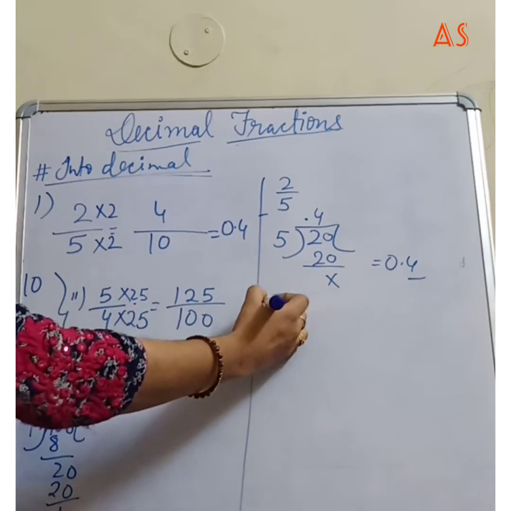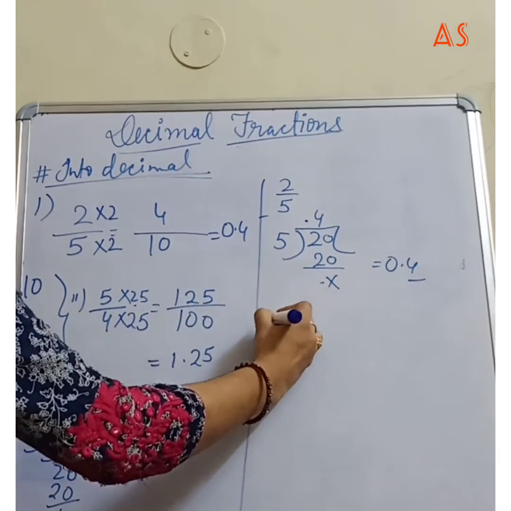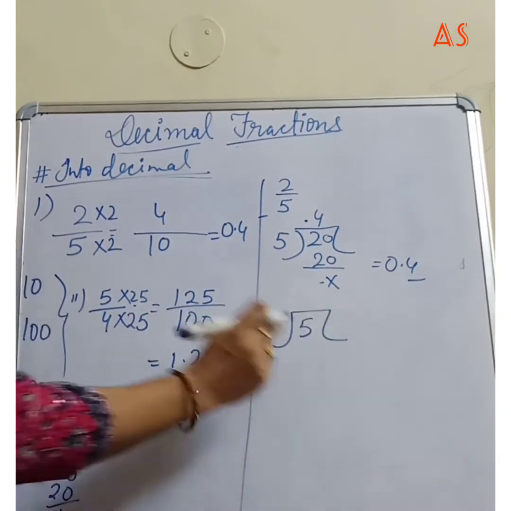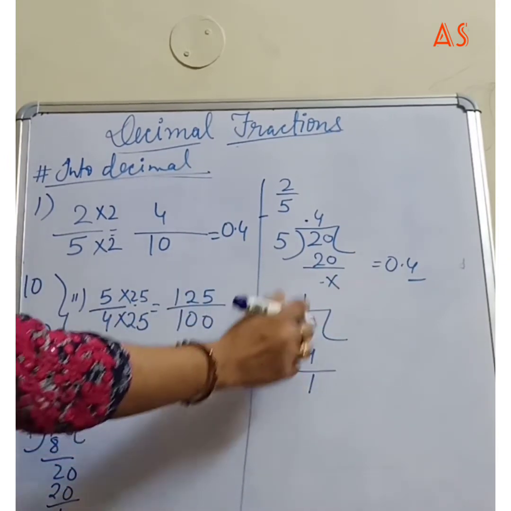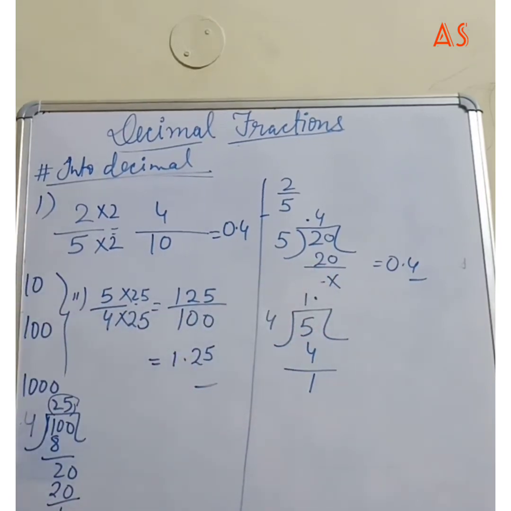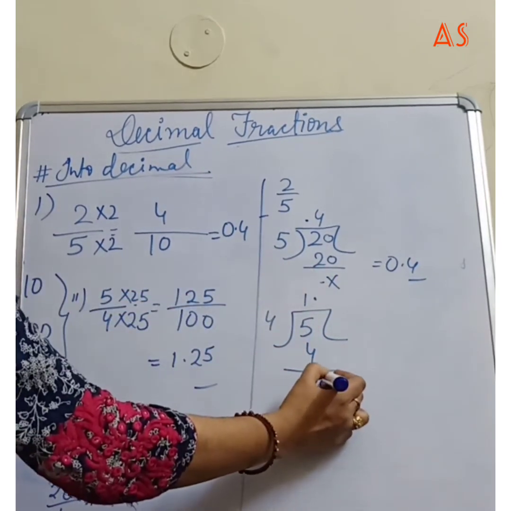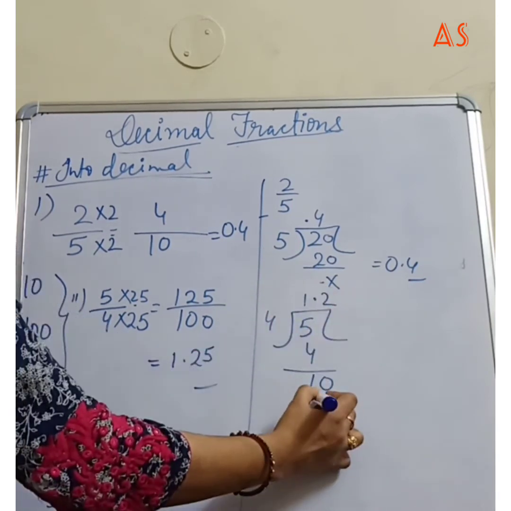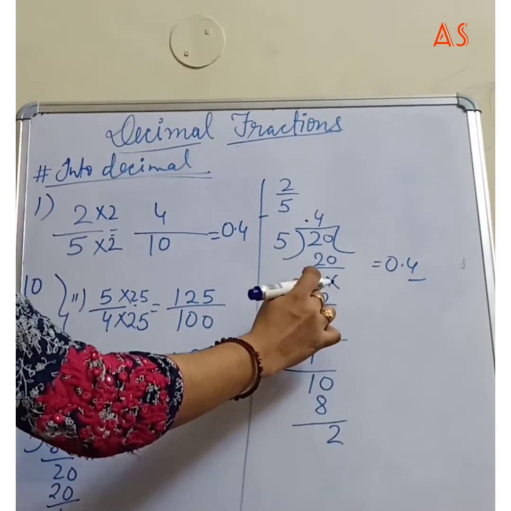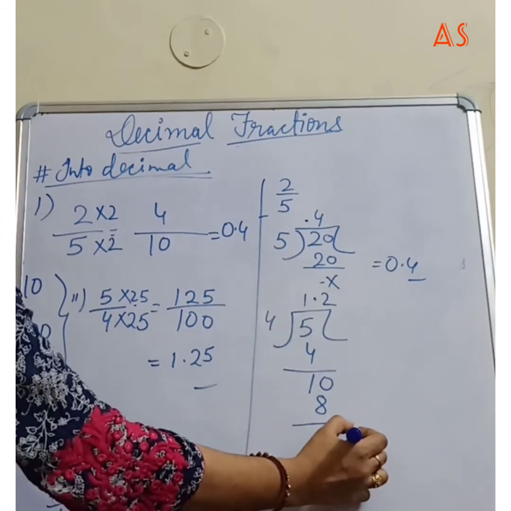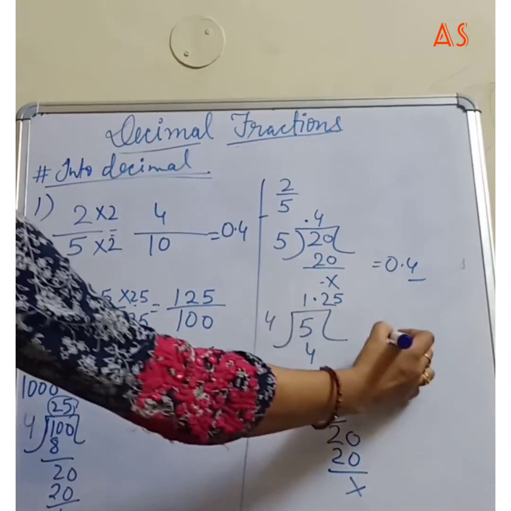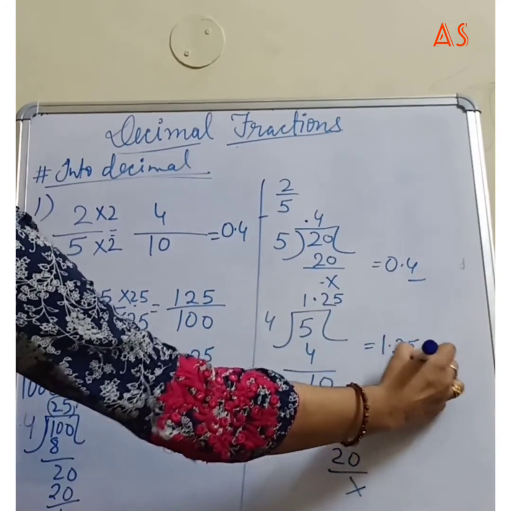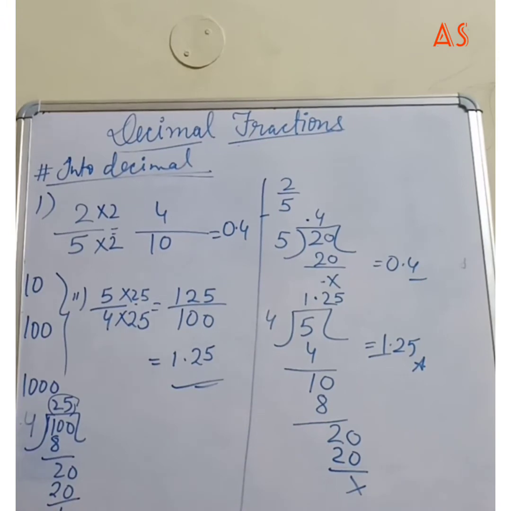Now the other method: we divide 5 by 4. 4 ones are 4, remainder 1. Now it does not divide, so we put a decimal in the answer, and as I told you, after the decimal we can insert a 0. So 10, 4 twos are 8, remainder 2. Again after each step we can insert a 0, so 20, 4 fives are 20. This way we solve decimal division. The answer is 1.25. Any method you can use for converting to decimal.